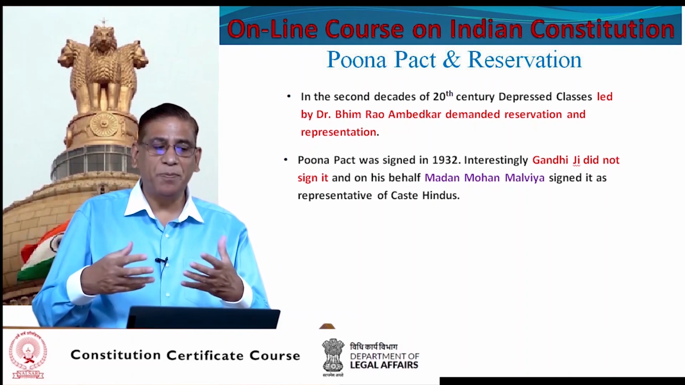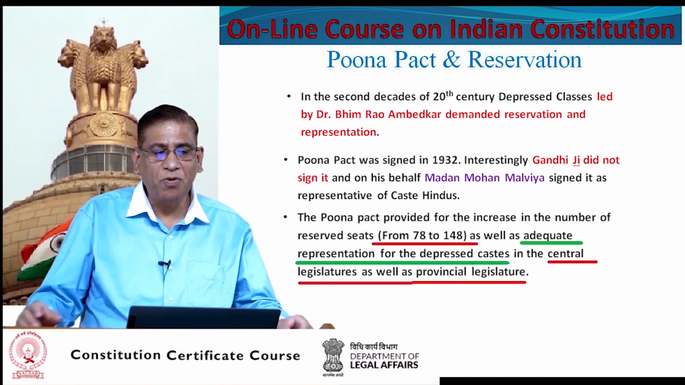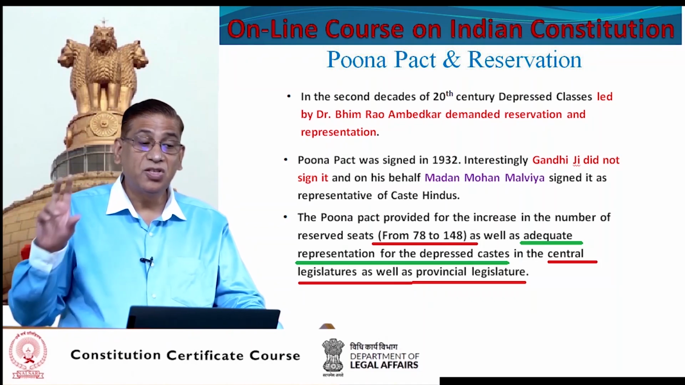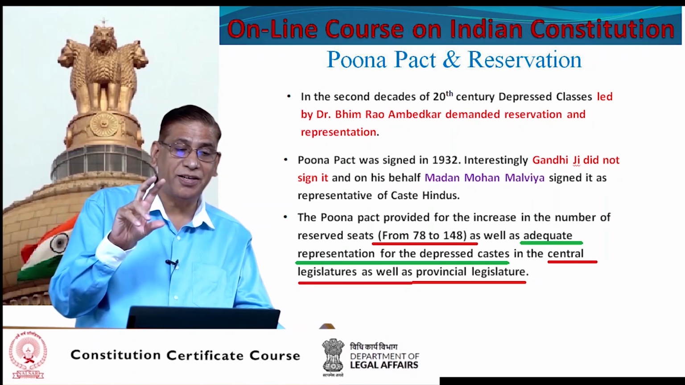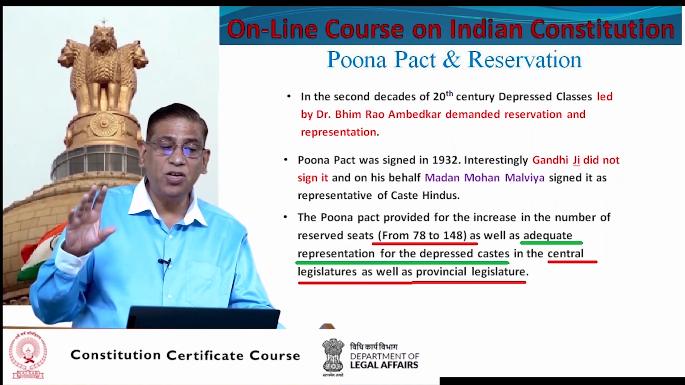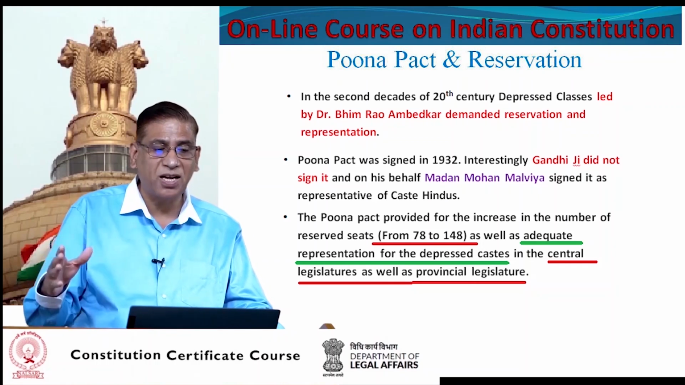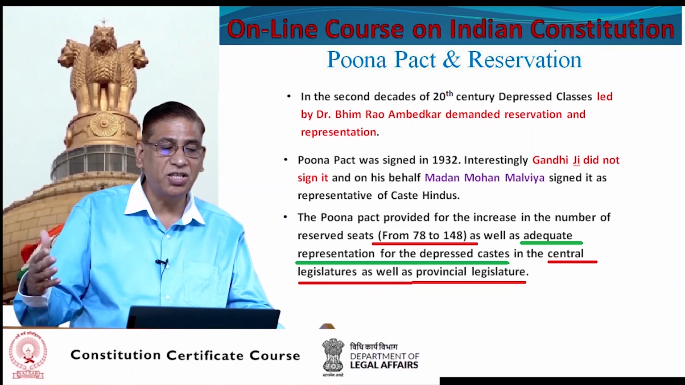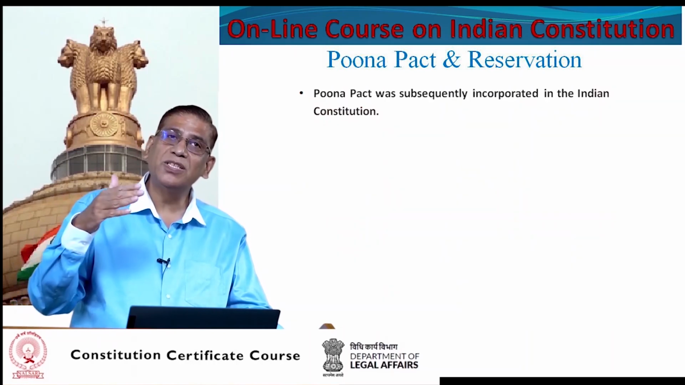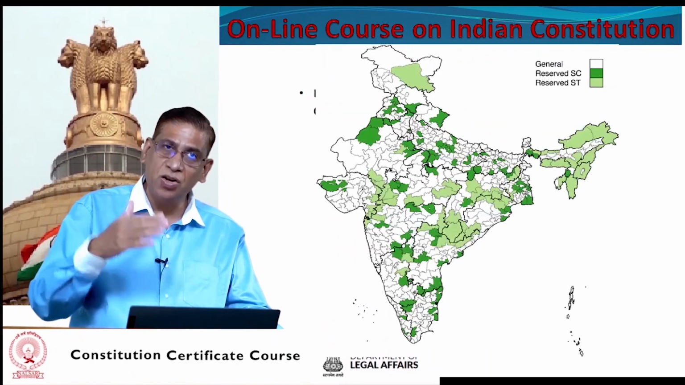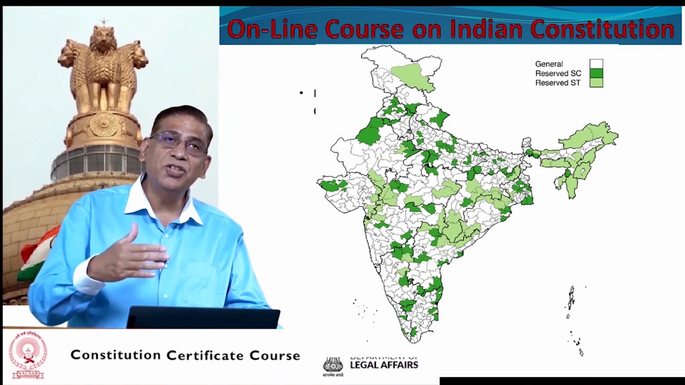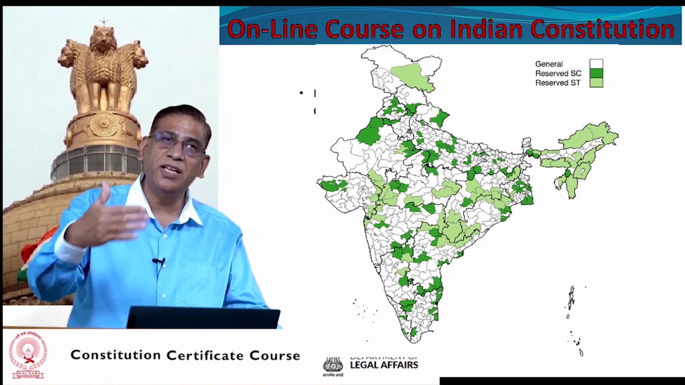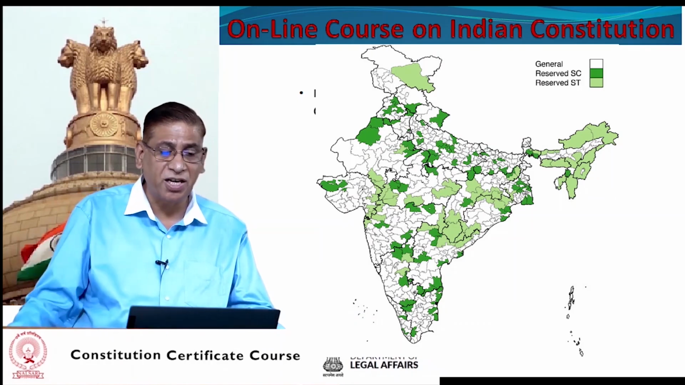Now, what did the Poona Pact provide? The Poona Pact provided for an increase in the number of reserved seats from 78 to 148, as well as adequate representation for depressed castes in the central legislature as well as provincial legislatures. The Poona Pact was subsequently incorporated in the Indian Constitution, and reservation in Parliament and assemblies was initially provided for 10 years, and subsequently it has been extended.